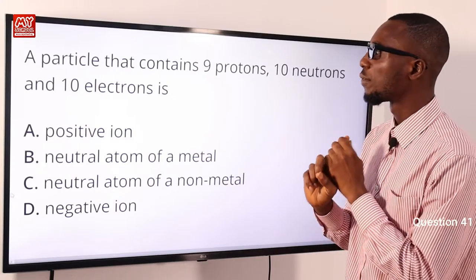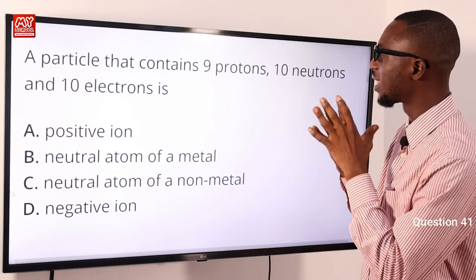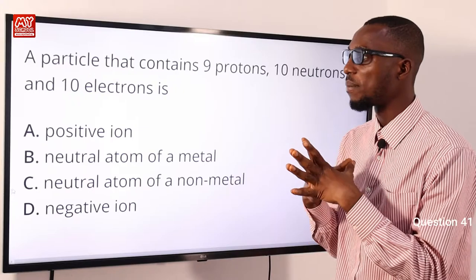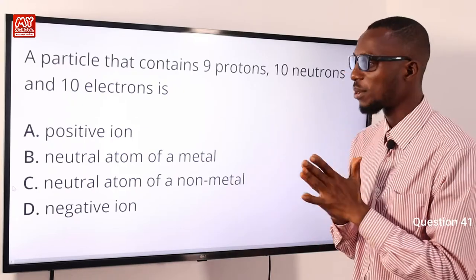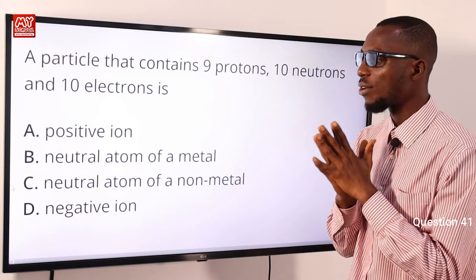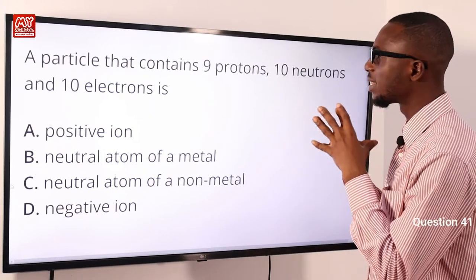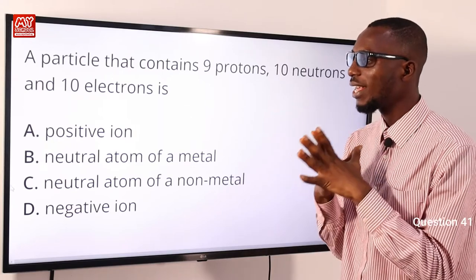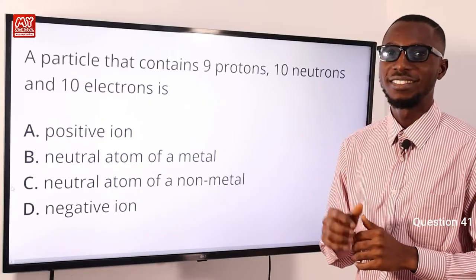Fluorine usually has 9 electrons, but because it has gained 1 electron, it becomes a negatively charged ion. So the correct option here is option D: a particle that contains 9 protons, 10 neutrons and 10 electrons is a negative ion.